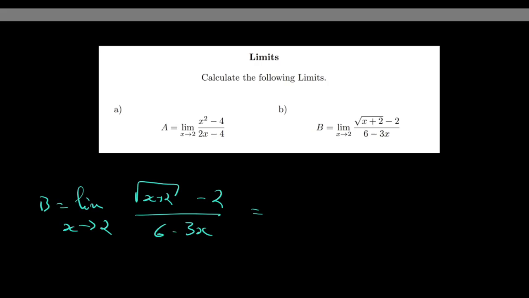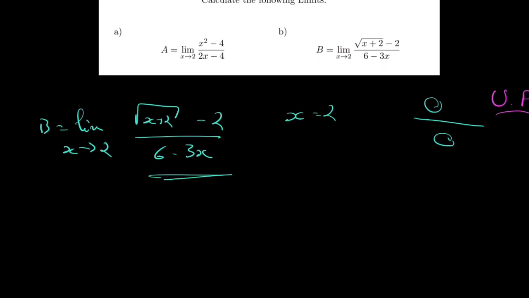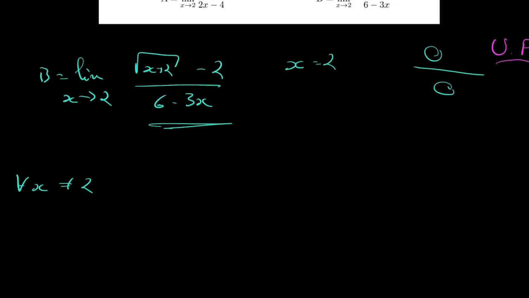Okay, perfect. So what we see here is that when we have x equal to 2, we have square root of 2 plus 2 minus 2, that is basically equal to 0, and at the bottom 6 minus 3 times 2 is equal to 0, so 0 over 0. Okay, so an undefined form. So what we want to do is to work a little bit with that. So let's say that x is different from 2, where there is a problem. We have square root of x plus 2 minus 2 over 6 minus 3x.